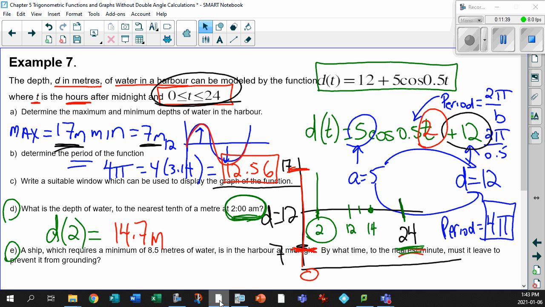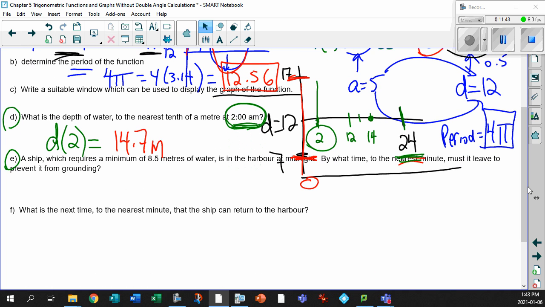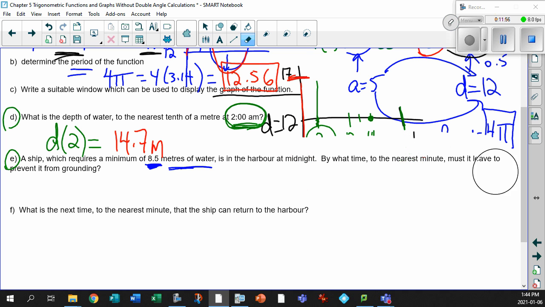But look at this question now. And this becomes really kind of interesting. This question says, a ship which requires a minimum of 8.5 meters of water is in the harbor at midnight. Okay, let's get rid of some of this so I can actually read the rest of this question. It's there at midnight. Lovely. My question is, by what time to the nearest minute must that ship leave?